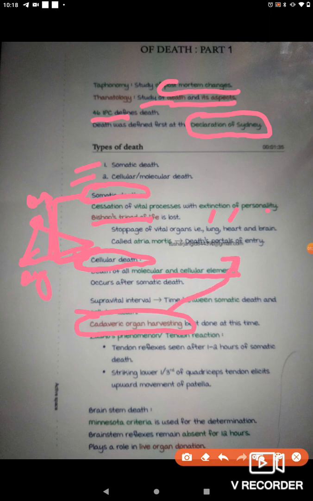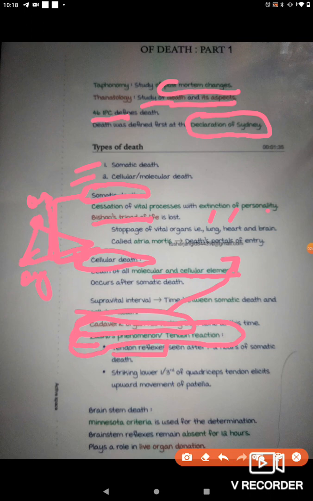And after the death, the Zensco phenomenon or the tendon reaction can be checked. So 1 to 2 hours after the somatic death, since the cellular death has not occurred, striking the lower one third of the quadriceps tendon leads to upward movement of the patella. What is the Zensco phenomenon or tendon reaction? It is seen 1 to 2 hours after the death. It is a tendon reflex in which striking the lower one third of the quadriceps tendon leads to upward movement of the patella.